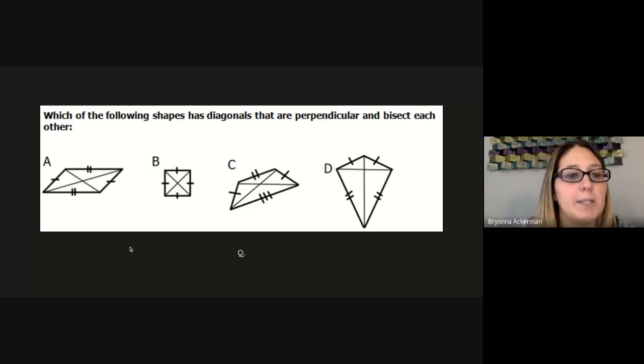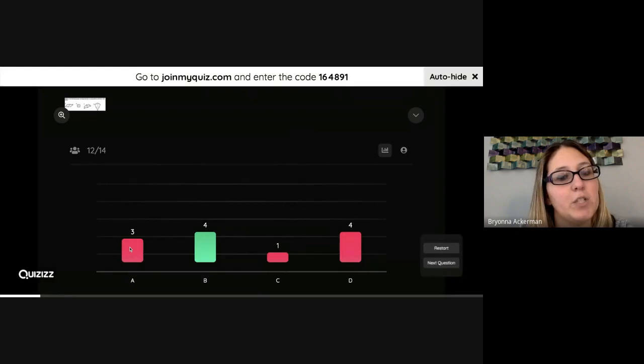So again, this was a question on one of the quizzes, so just be really careful that you're reading that it follows both properties, not just one, okay? All right, let's try the next one.